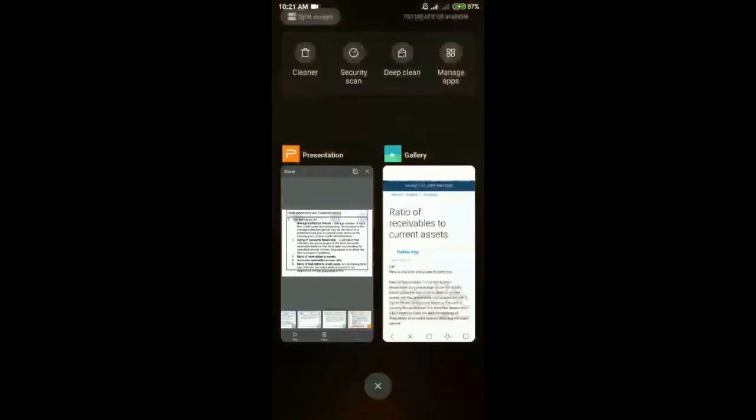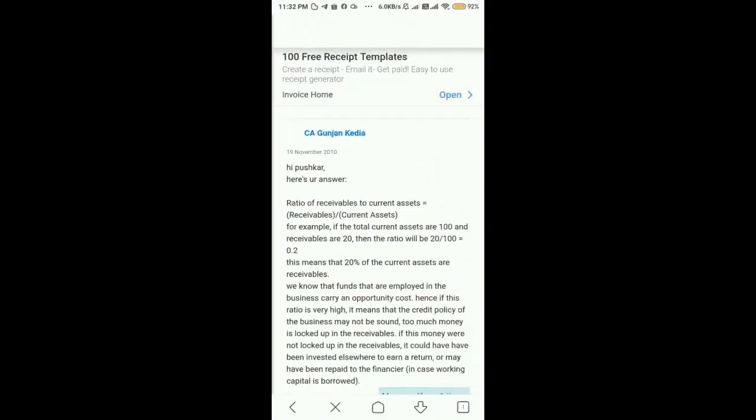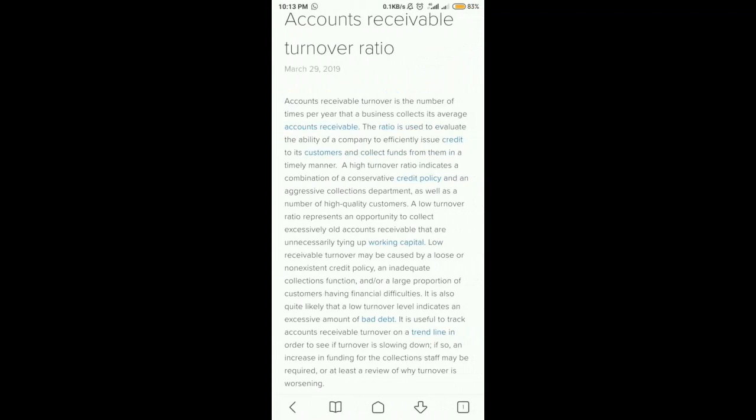Okay, so the next technique is account receivable turnover ratio. Account receivable turnover ratio means the number of times per year that a business collects its average account receivable. The ratio is used to evaluate the ability of a company to efficiently issue credit to its customers and collect funds from them in a timely manner.